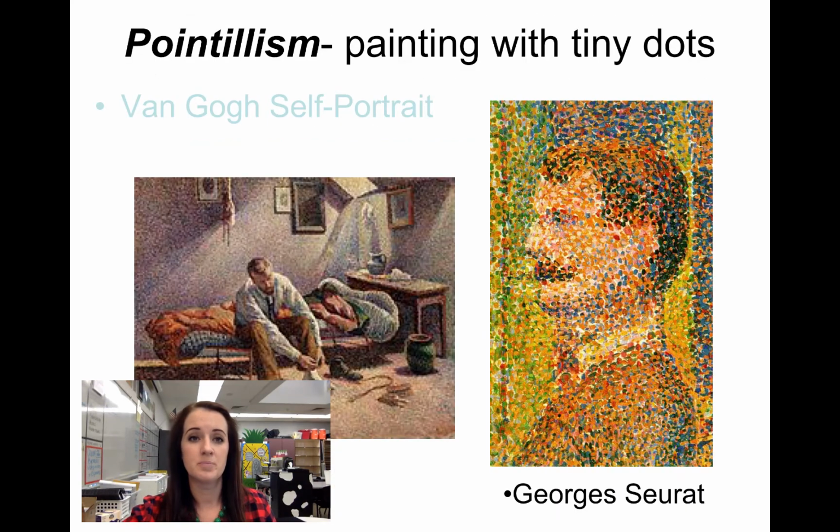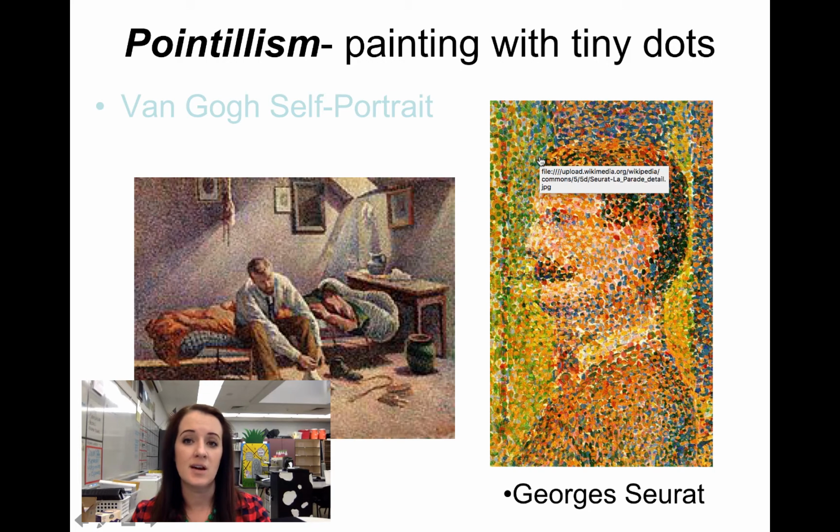Optical blending. Pointillism is painting with tiny dots. That should already be in your sketchbook notes, but just make sure that you understand that that term, pointillism, the technique, is painting with individual tiny dots. Pointillism relies entirely on optical blending to occur.